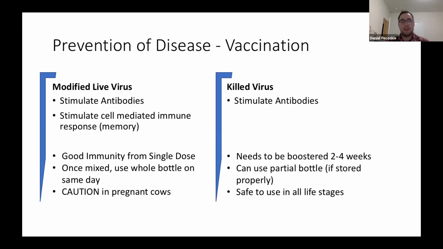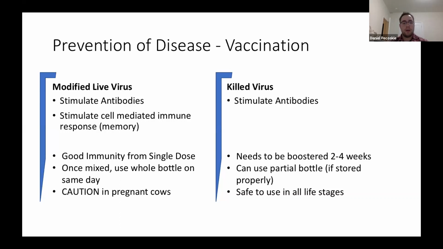So if those steps are met, then usually you can get a good immunity from a single dose, especially if it's given several weeks before a stressful event. Killed vaccines also can give a fairly good response. They often, again, like I said, need to be boosted about 2 to 4 weeks later. So it does mean running cattle through an extra time, which sometimes is a little less appreciated by the farmer for sure.